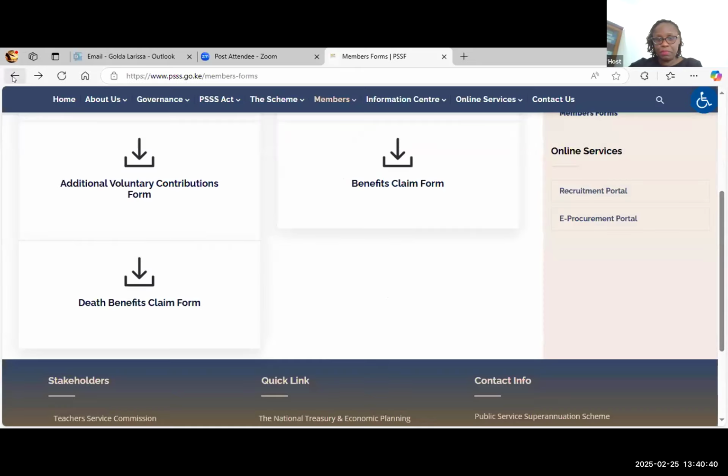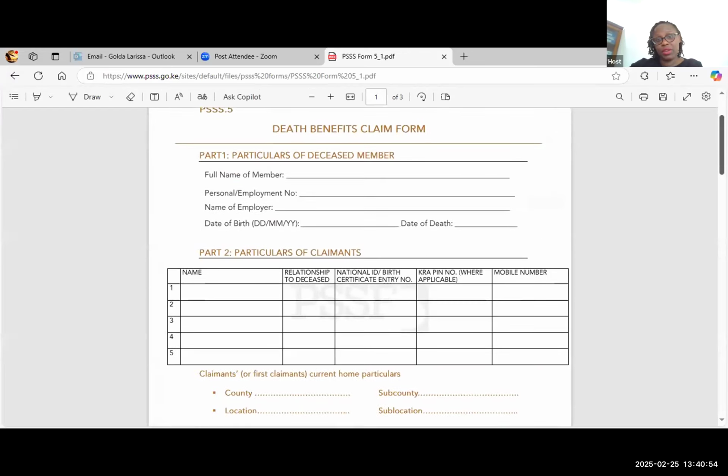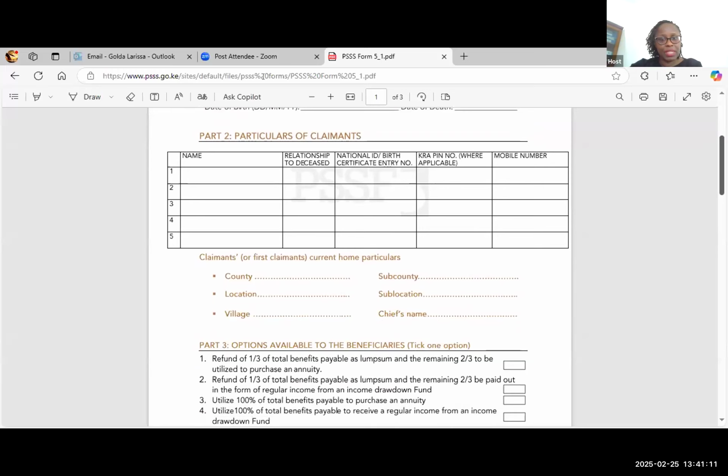We will look at the final form, which is the death benefits claim form. Of course, it's also simplified. It could require more information, but it is a simplified version of the current forms that we have. This is your beneficiary who's completing this form. They need to tell us who the member was, the personal employment number, who the employer is, when they were born, and the date of death. These are things that the nominated beneficiary is expected to have. At the point that they are claiming, we are looking at the particulars of the claimant. Who are you? Are you part of the PSSS2 that the member completed? You put your details here and we'll be able to take it up.